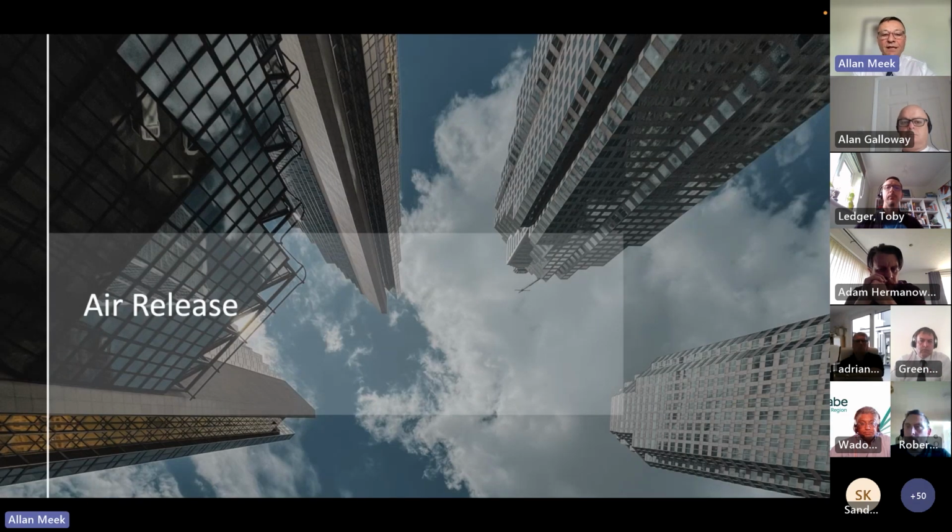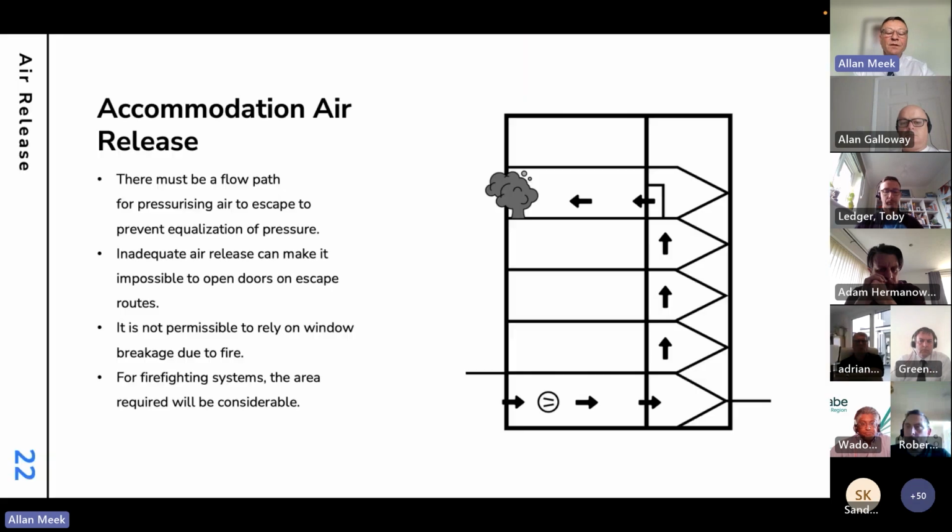Then we move on to air release, because we need to get the air out of the building. Obviously there needs to be an airflow path to outside, otherwise everywhere would just equalise and we wouldn't have a pressure differential. Air release is probably the most common cause of problems in systems because there's always pressure to reduce the space taken up by plant and shafts and ventilators, and it's quite often the area where there's inadequate provision, and there's not much you can do about it if it's not put in right in the first place.